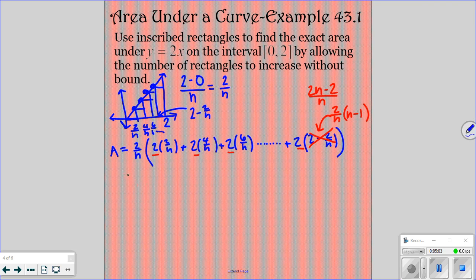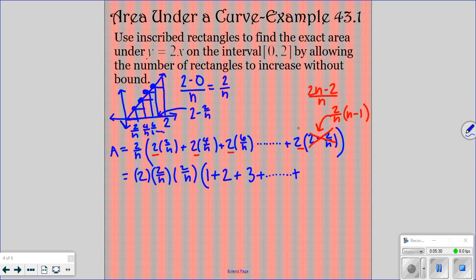So if we factor out our 2 and we factor out our 2 over n, we already had a 2 over n on the outside. We factored out the 2 and the 2 over n. We're left with a 1 here. We factored out a 2 and a 2 over n, so we're left with a 2 there. If we factor out a 2 and a 2 over n on this third term, we're left with a 3.